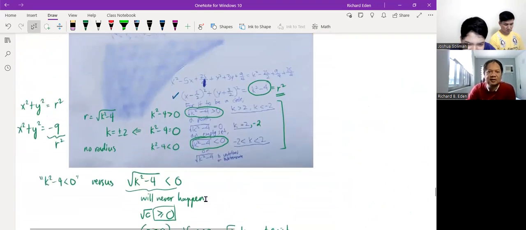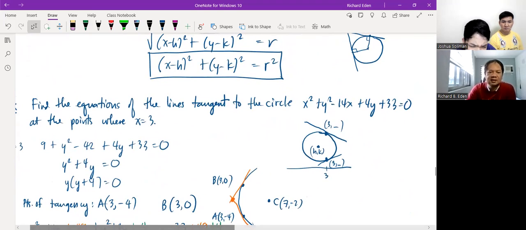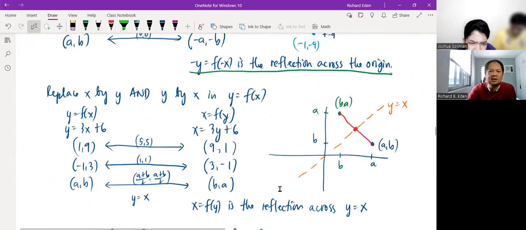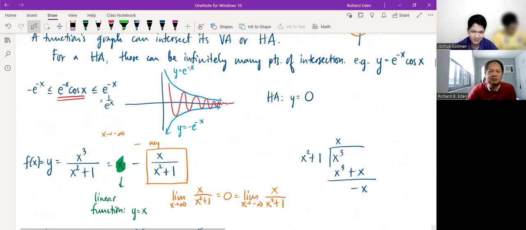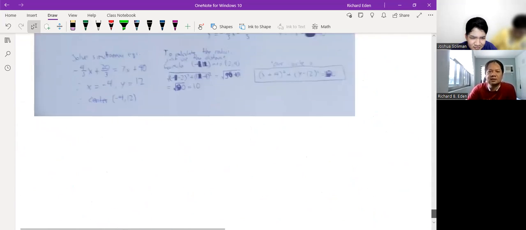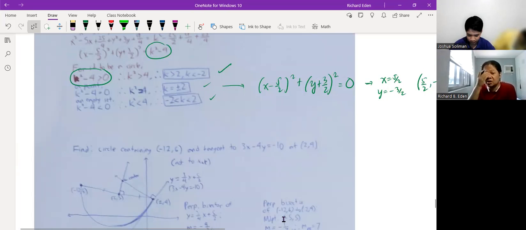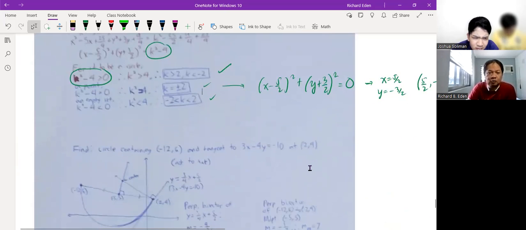Okay, now there's another problem. I'm trying to go back to the original statement. I think it's something green. I'm just not sure where it is. The circle containing negative 12, 6 and tangent to 3x minus 4y equal to negative 10 at 2, 4. I'm not sure where that appears. If you remember where, let me know.